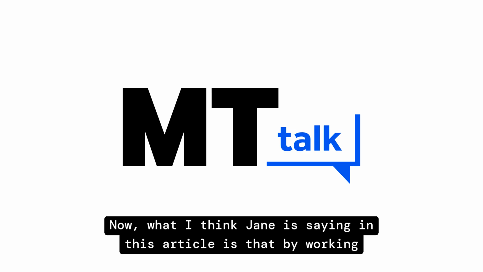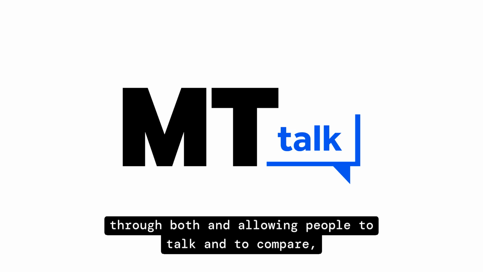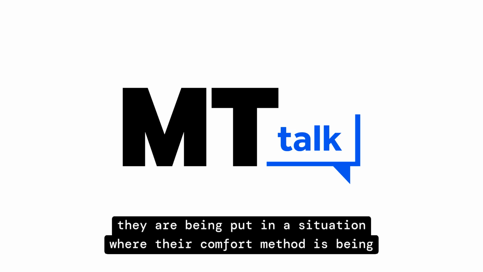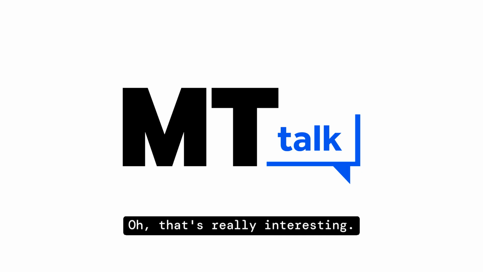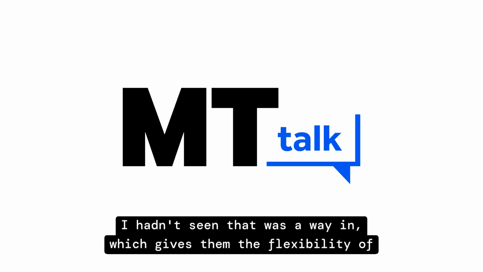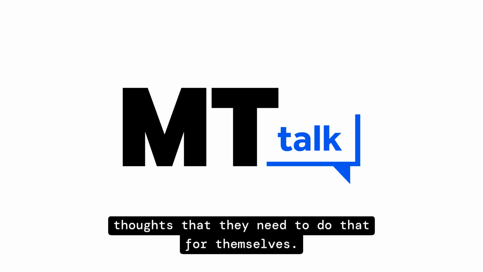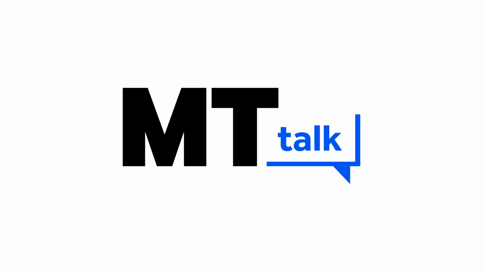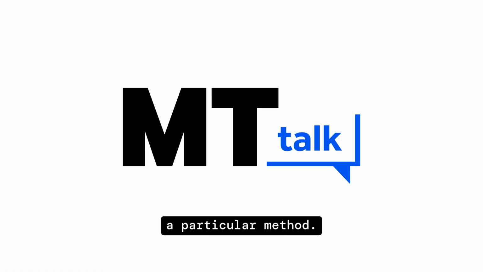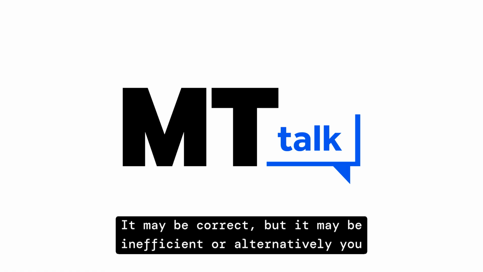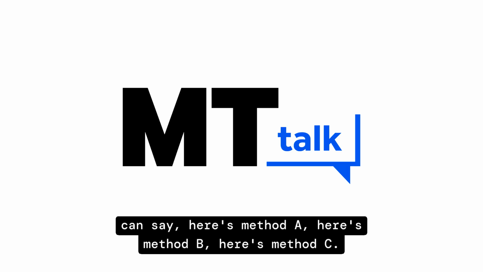Now, what I think Jane is saying in this article is that by working through both and allowing people to talk and to compare, their comfort method is being challenged through conversation with others, and they go, oh, that's really interesting. I hadn't seen that was a way in, which gives them the flexibility of thought that they need to do that for themselves. Whereas had you only offered them a particular method, it may be correct, but it may be inefficient. Or alternatively, you can say, here's method A, here's method B, here's method C.